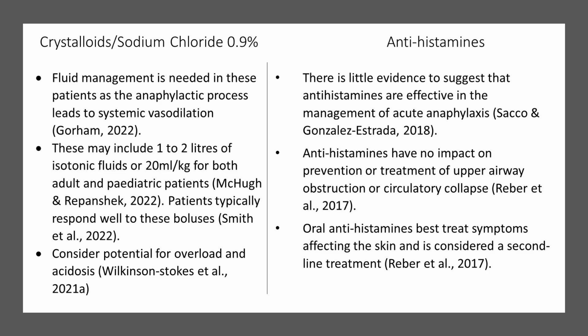So crystalloids, sodium chloride 0.9%. Aggressive fluid management is necessary in these patients, as we've explored the anaphylactic process leads to systemic vasodilation. So we can provide up to 1 to 2 liters of isotonic fluids, or 20 ml per kilo, for both adult and pediatric patients. Patients typically will respond well to these boluses, but we must also consider the potential for overload and acidosis. As mentioned earlier, appropriate fluid management is critical in assessing whether or not refractory anaphylaxis is occurring.